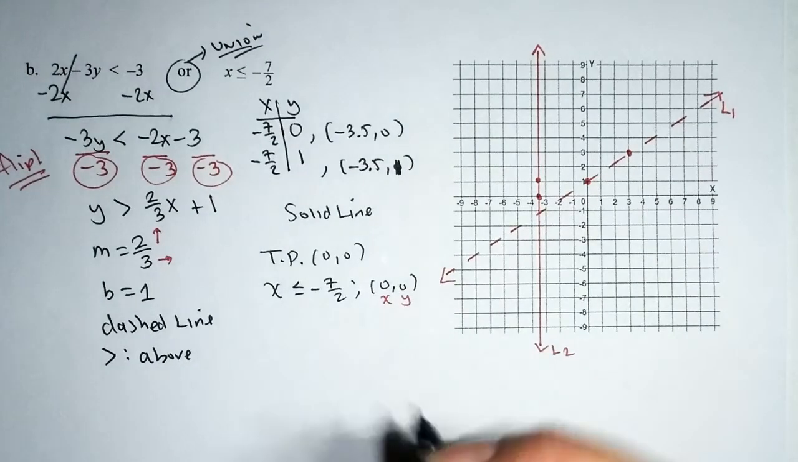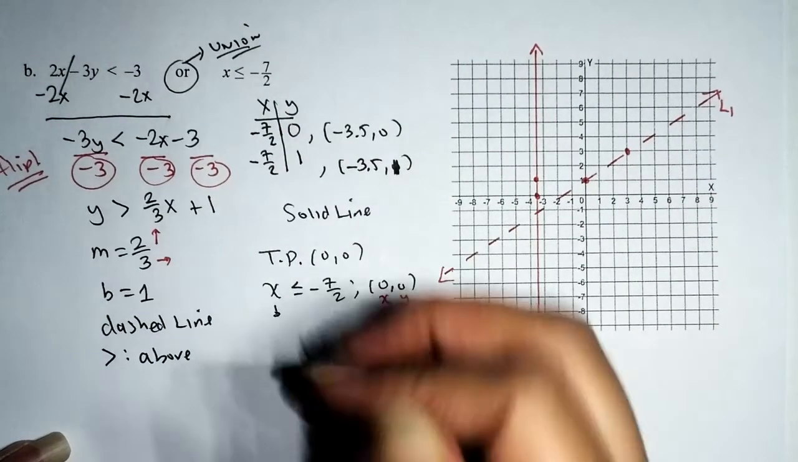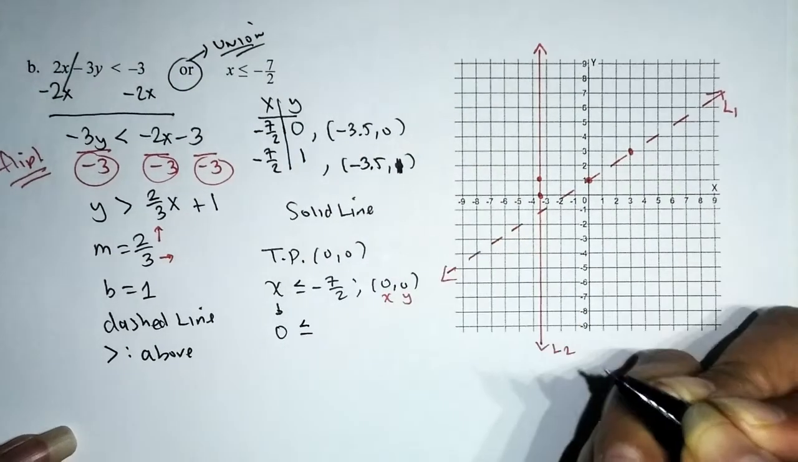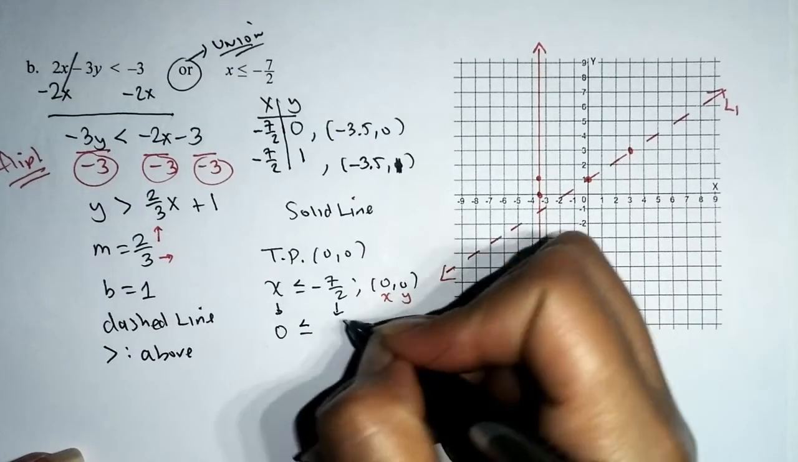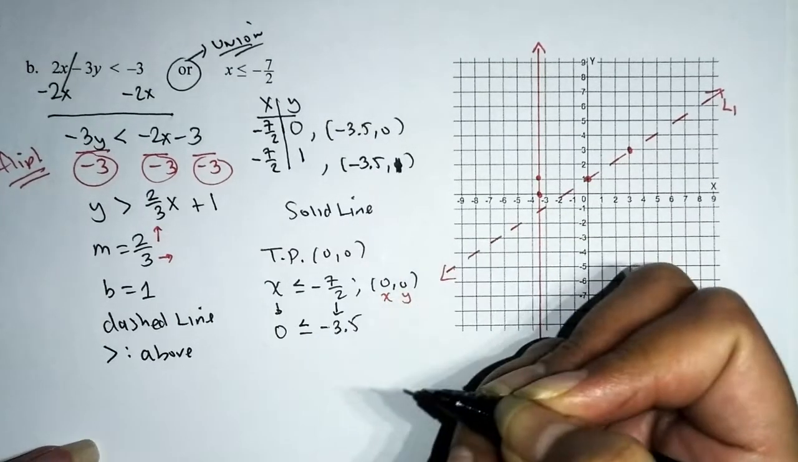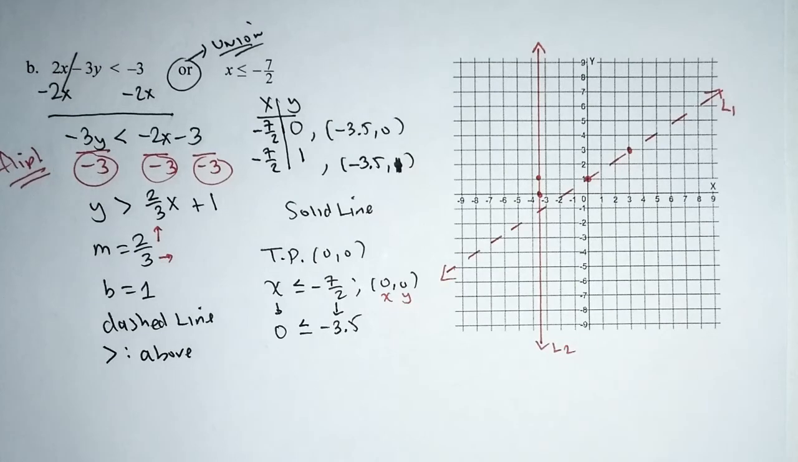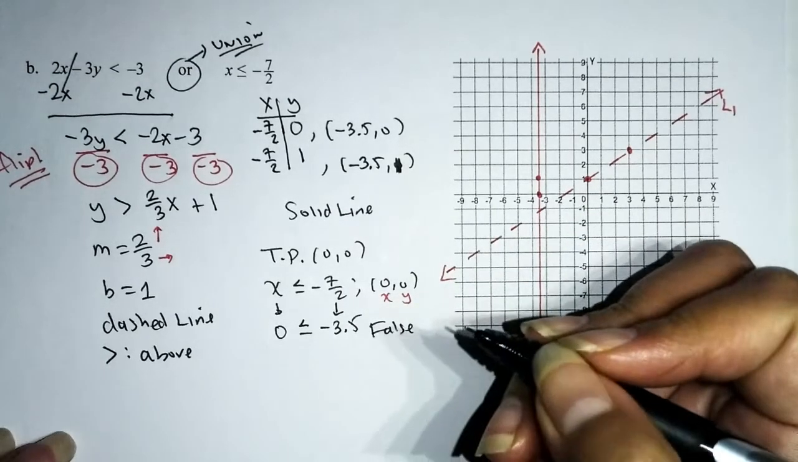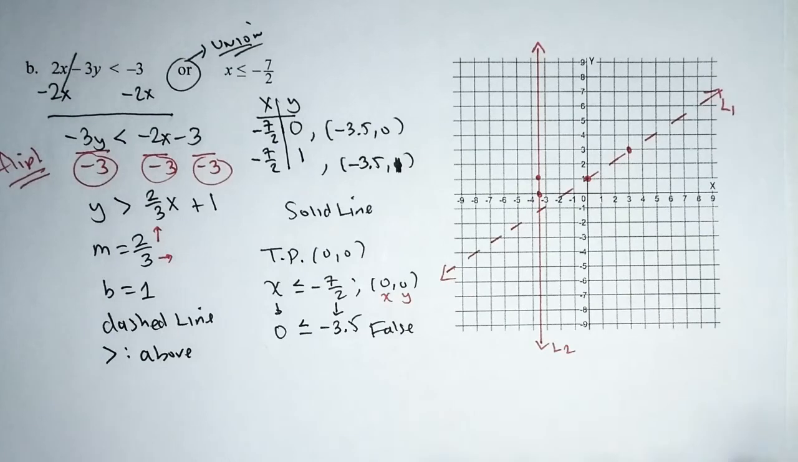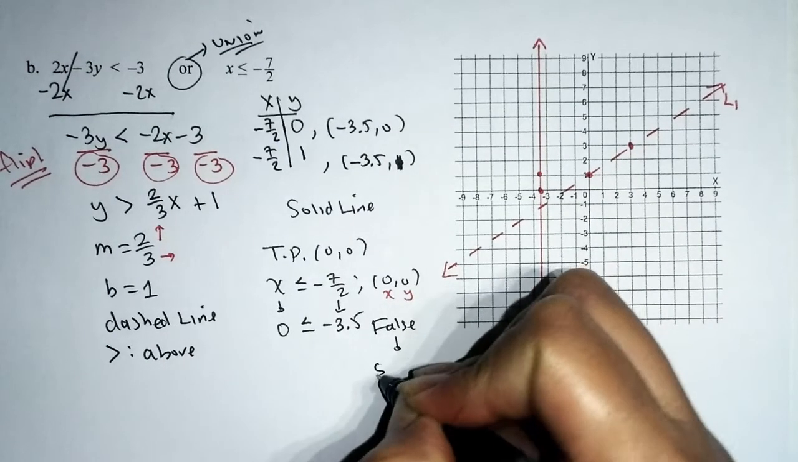So let's see if the origin is a solution. We have x, which we said is 0. I want to know if that is less than or equal to, let me write this in decimal form, negative 3.5. Is 0 less than or equal to negative 3.5? No, that's false, because 0 is not smaller, it's actually bigger. I'd rather break even than owe $3.50. So this is a false statement. If we have a false statement, then we're going to shade the opposite side.